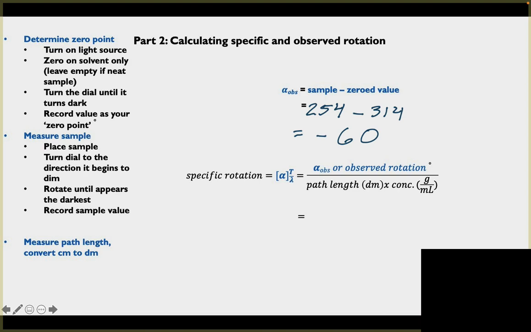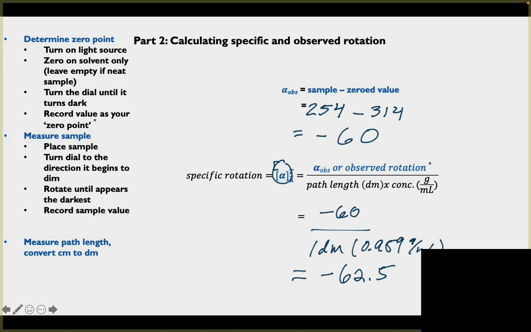So specific rotation, alpha in brackets, is equal to alpha observed, or the observed rotation, divided by the path length in decimeters times the concentration in grams per mL. So as we plug in our values, say we have 1 decimeter, and then the sample's concentration, we would get -62.5 as our specific rotation. If the solution is prepared, this concentration will be given to you, or if you're making a new solution, you want to make sure you record the experimental amount, and you'll have to convert as needed.